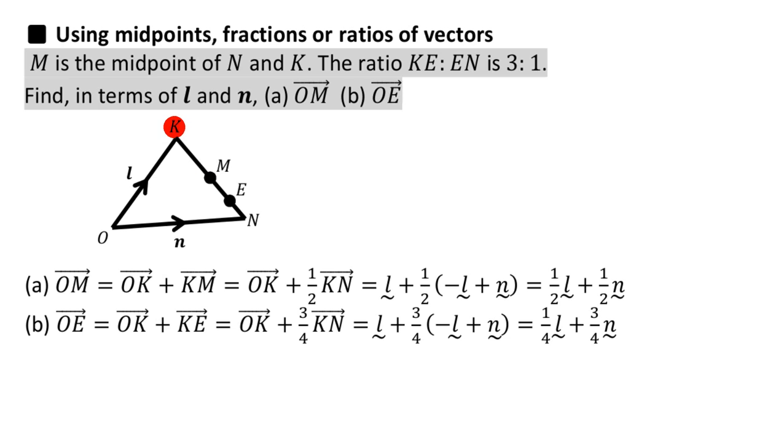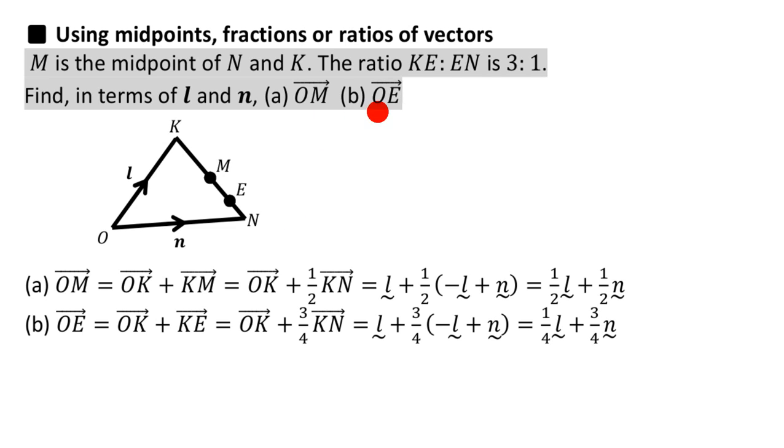Now, if you remember how ratios work, that basically means you've got 3 parts out of 4, because 3 plus 1 gives you 4 parts altogether. So K to E is 3 out of 4, 3/4 of the line K to N, and E to N is 1 out of the 4 pieces, or 1/4 of K to N, just to make that clear. So when you've got ratios, we're basically just talking about fractions. Even midpoints are fractions of a line. A midpoint is half of a line.